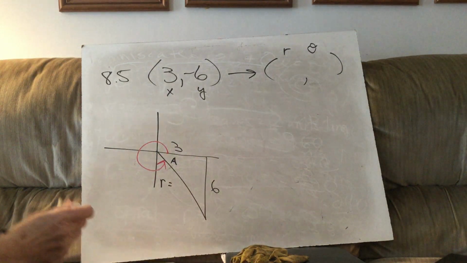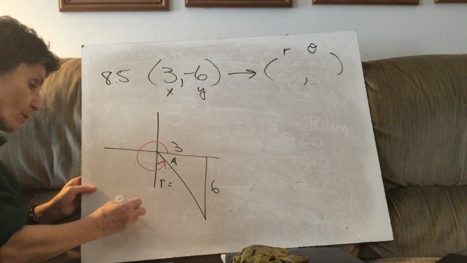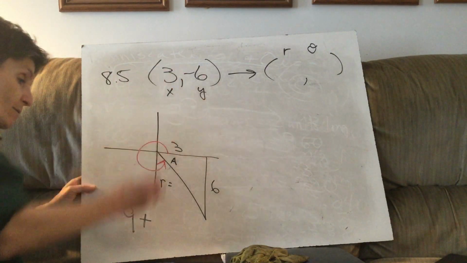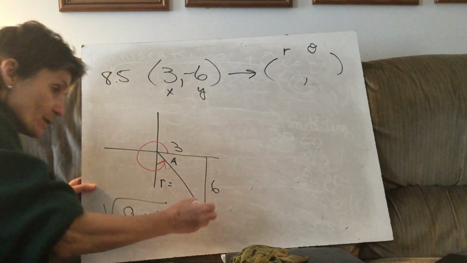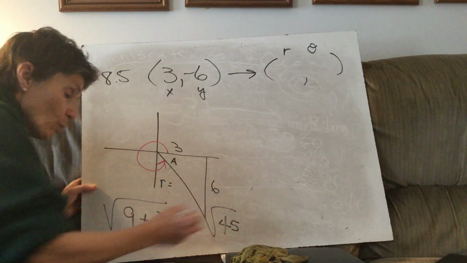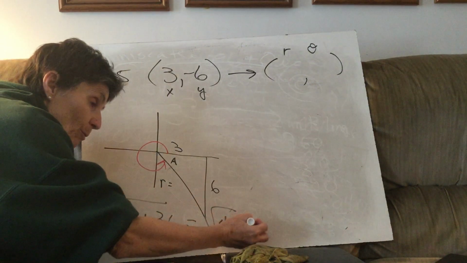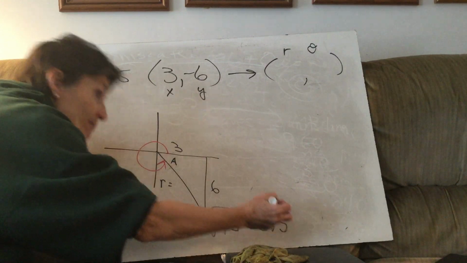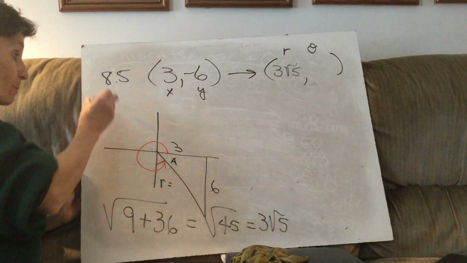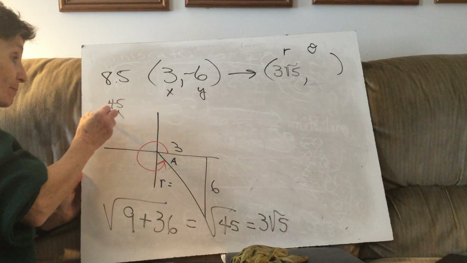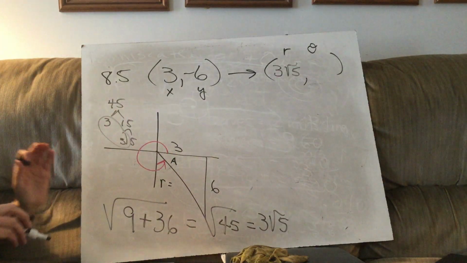Okay, so how do we find r? Well, the same way we've been doing it. Square the first number, square the second number, add them together, and take the square root. So that's going to be the square root of 45, which breaks down into 3 root 5. So your r value is 3 root 5. Remember, 45 breaks down into 3 root 5.